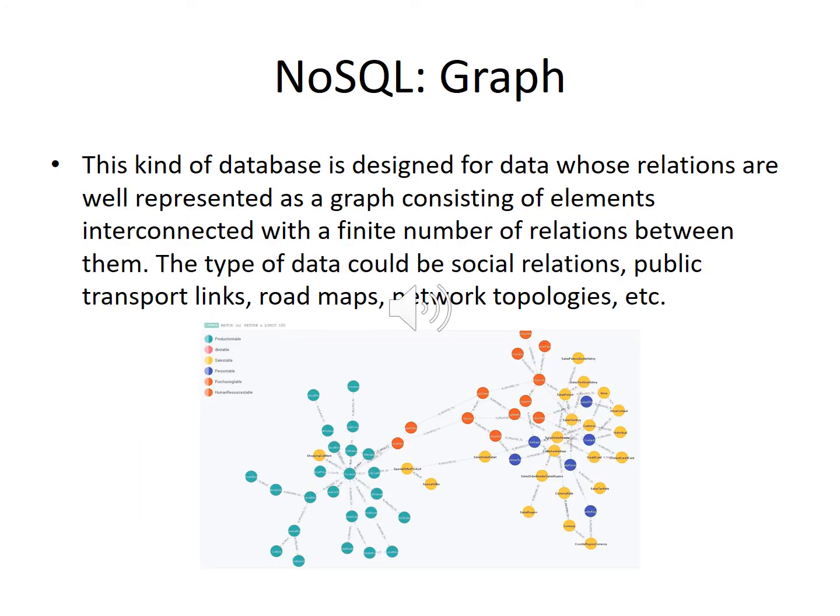So let's look at the third type of NoSQL database, graph. This kind of database is designed for data whose relations are well represented as a graph consisting of elements interconnected with a finite number of relations between them. The type of data could be social relations, public transportation links, roadmaps, network topologies, etc.